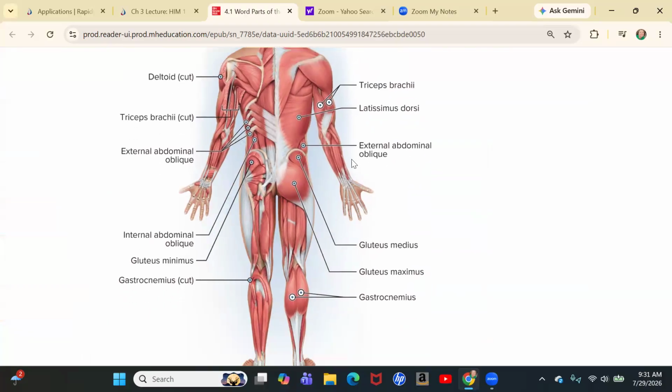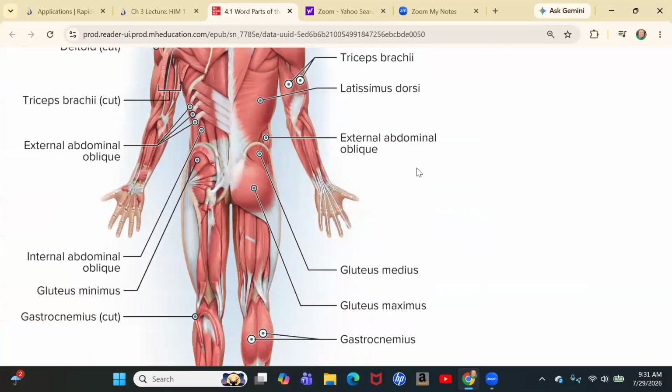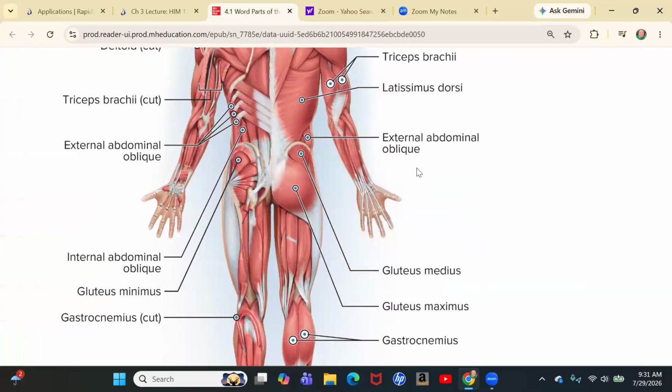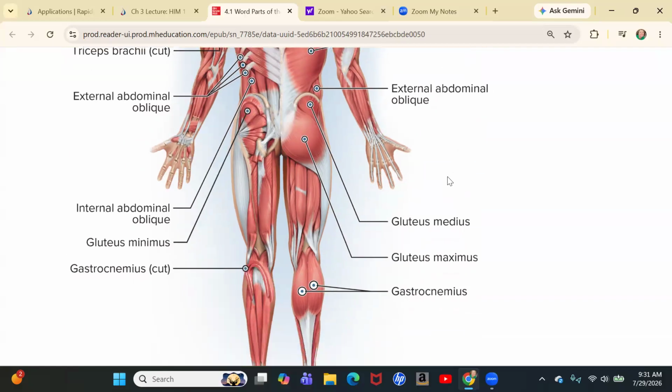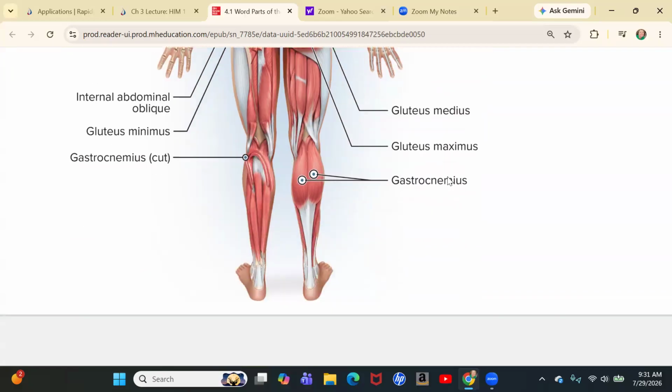Okay. External abdominal obliques. This is why I love medical terminology so much. I mean, they explain exactly where on the body. External, meaning it's a superficial muscle. Abdominal, meaning in the abdominal cavity or abdominal area. Oblique, meaning at an angle. The term tells you where it is, what it is. It's awesome.